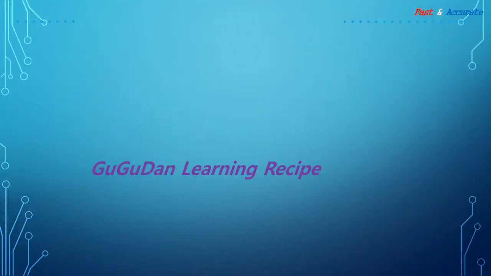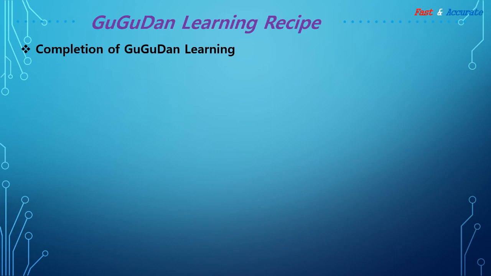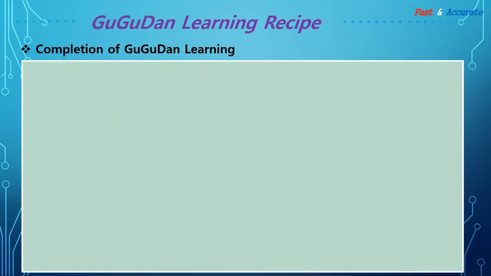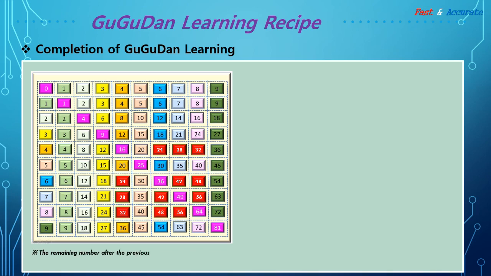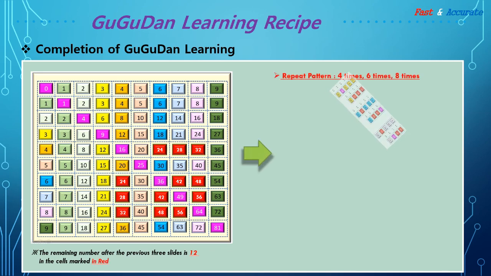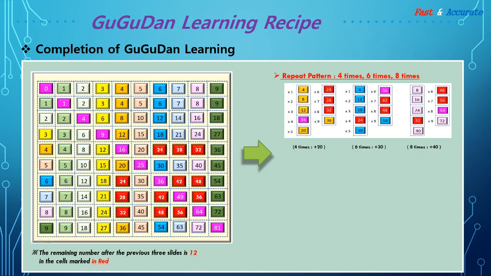The remaining number after the previous 3 slides is 12 in the cells marked in red on the completion of Gugudan learning slide. Since the symmetric pattern based on the diagonal can also be applied to these 12 numbers, the actual remaining number is 6. The remaining 6 multiplication values can be learned relatively easily through the repeat pattern values of 4 times, 6 times, and 8 times from repeat patterns mentioned in the previous 5 times learning method, and this concludes Gugudan learning.